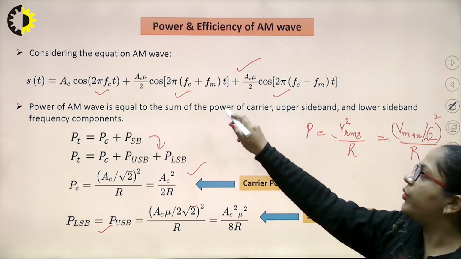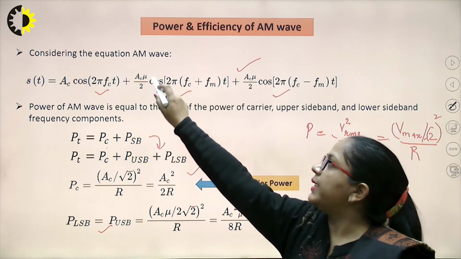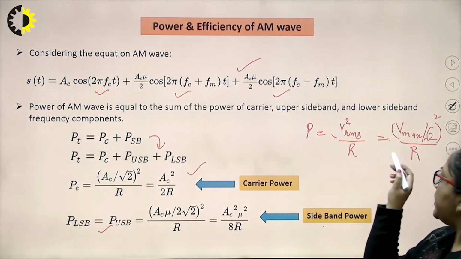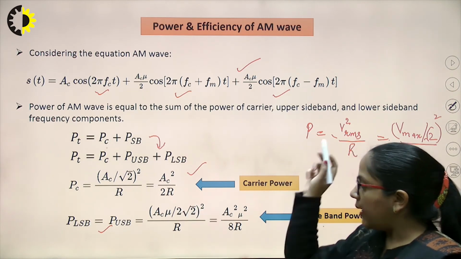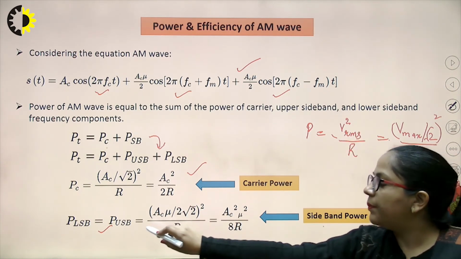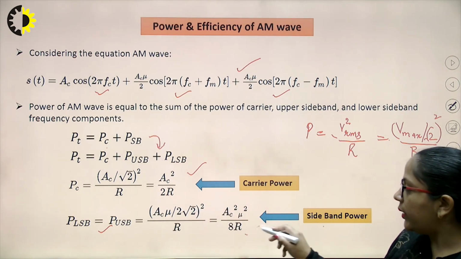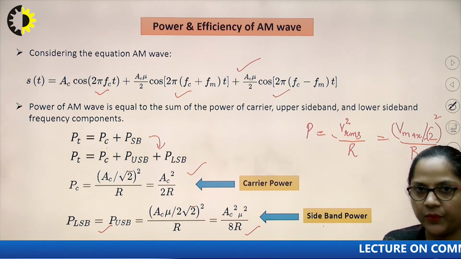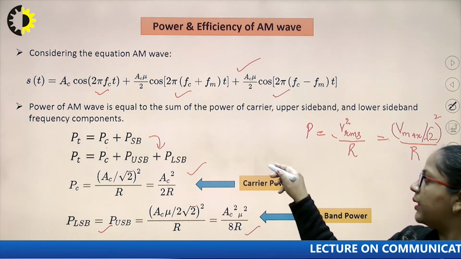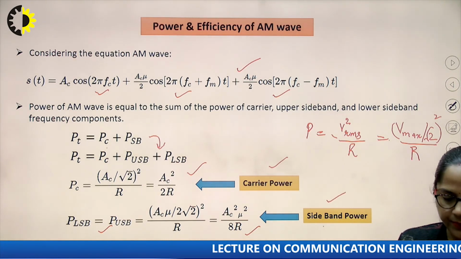What is the amplitude of my upper sideband and lower sideband? That is Ac mu by 2. So replacing Vmax with Ac mu by 2 in the expression, we will get the power of lower sideband and the power of upper sideband equal to Ac square mu square divided by 8R. So this will become the carrier power and this will become the power of the sideband.